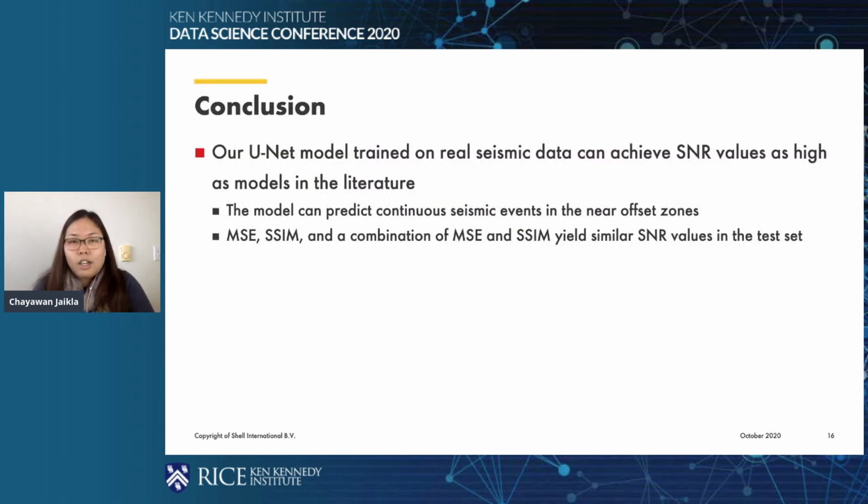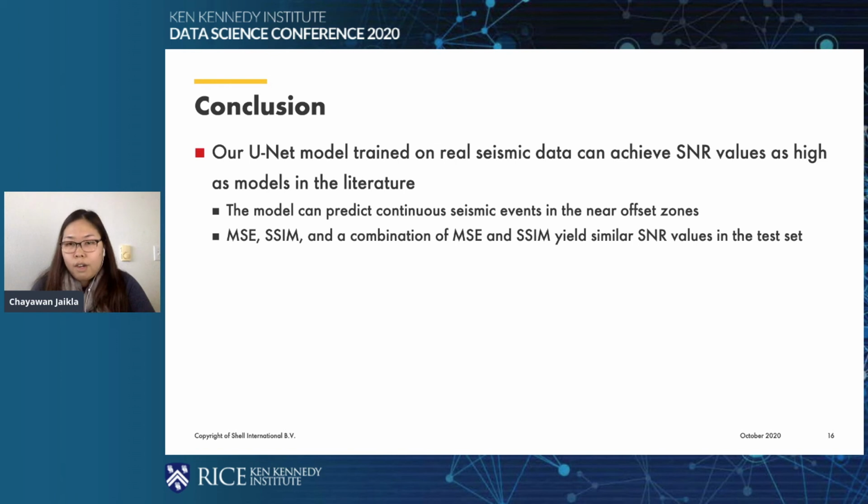So in conclusion, our UNet model trained on real seismic dataset can achieve SNR values as high as the models in the literature that are trained and tested on synthetic datasets. This indicates that the UNet architecture can be trained and applied for reconstruction of real seismic data that are generally more complex than synthetic datasets. One important thing is that the model can predict continuous seismic events in the near offset zone, which is an issue that hasn't been addressed before by conventional approaches.